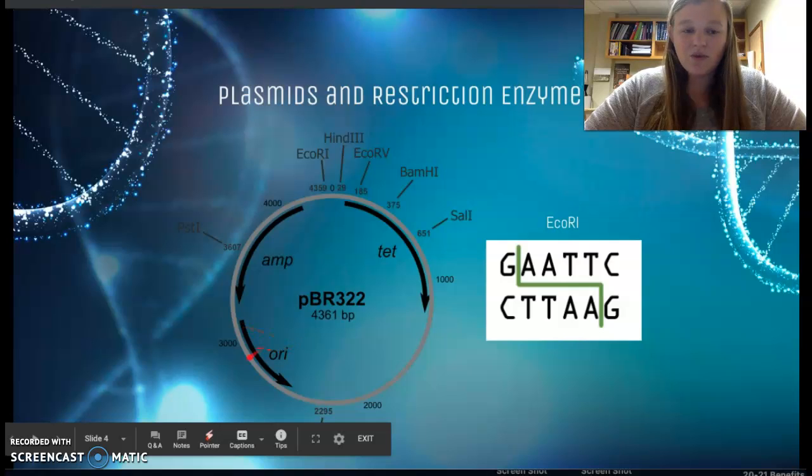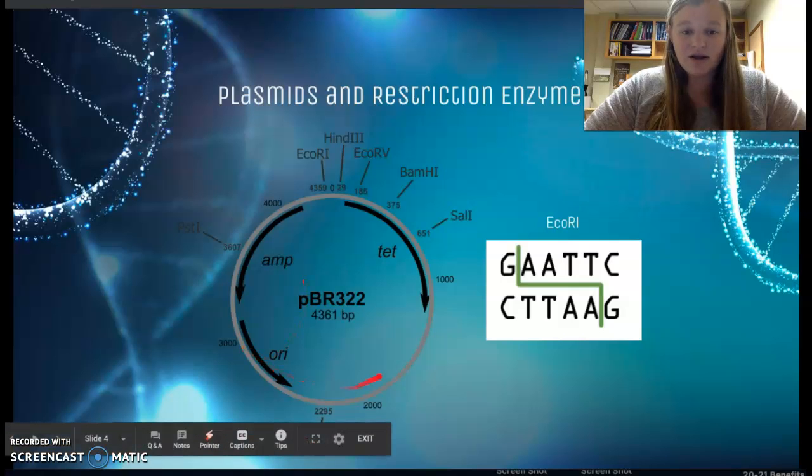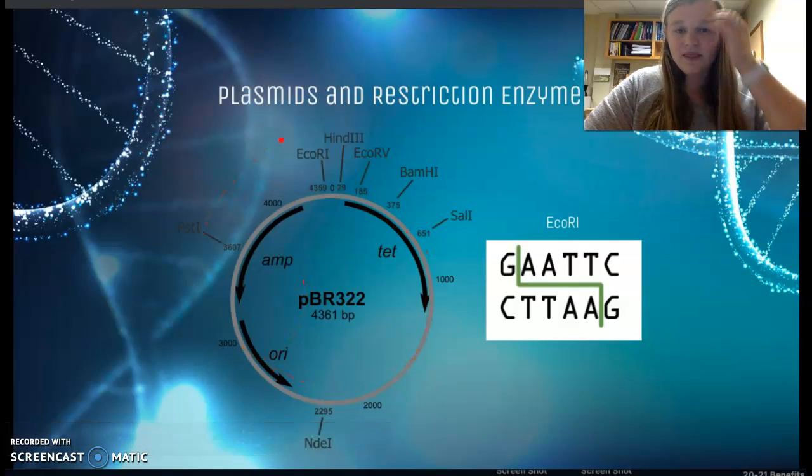This ORI is the origin of replication. This is important. It's where our RNA polymerase is going to bind and start replication. And so in order for this gene and this gene to be turned into mRNA, as we learned about in the central dogma, it has to start somewhere, and it's going to go in this direction.